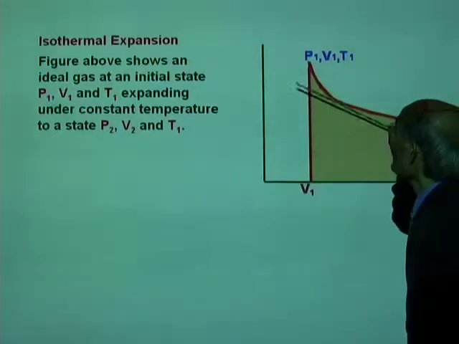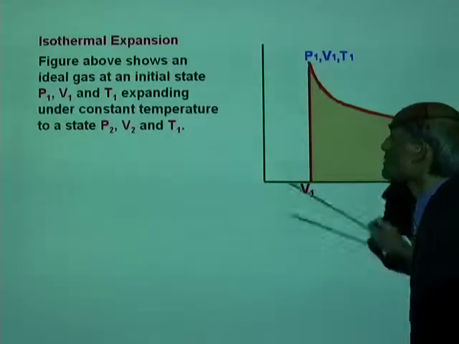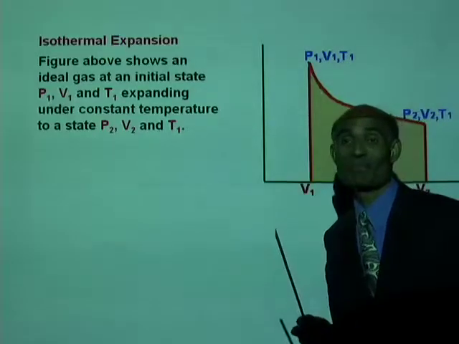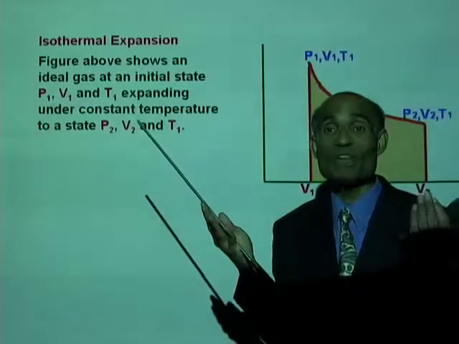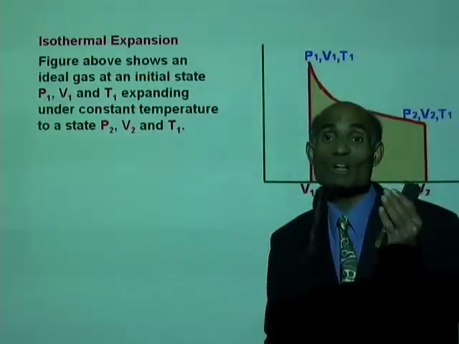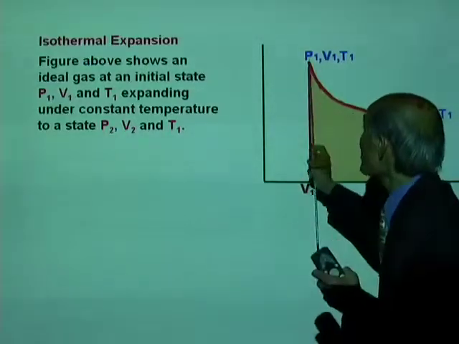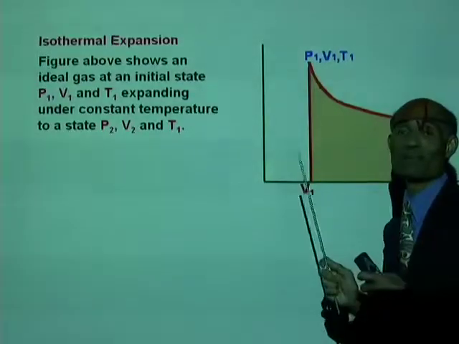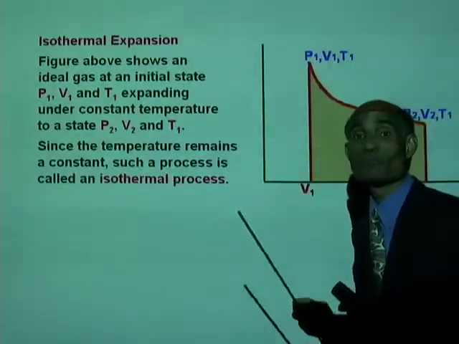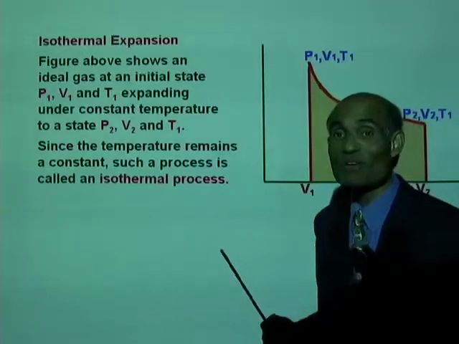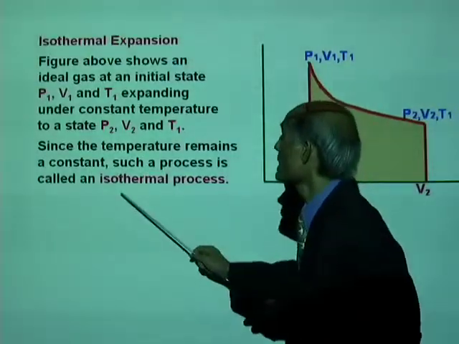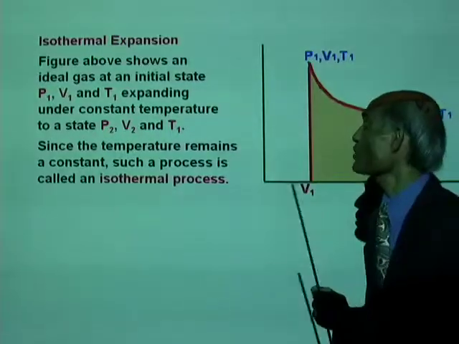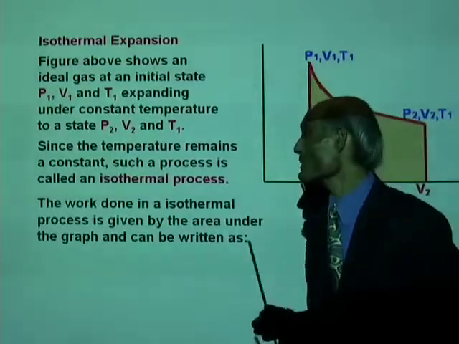What is the work done? The work done is given by the area under the graph. You see, previously it was easy for us to calculate the area because the areas were rectangles. This is not as easy as that. So what do we need to do? We need to use the method of calculus. Since the temperature remains a constant, such a process is called an isothermal process.